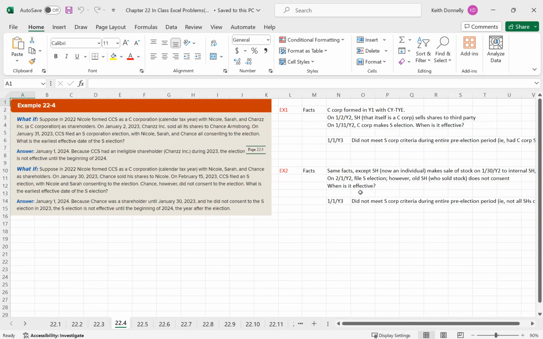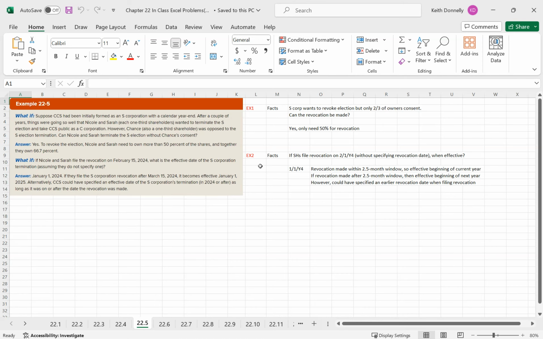22.4 here is showing, with regard to formation, that pre-election period where you have to meet all the requirements. And then 22.5, we're looking at the termination. So this is just saying, hey, you only need 50%. And if you make it in the first 2.5 months, we'll revert you, like blast in the past, 88 miles per hour back in time.